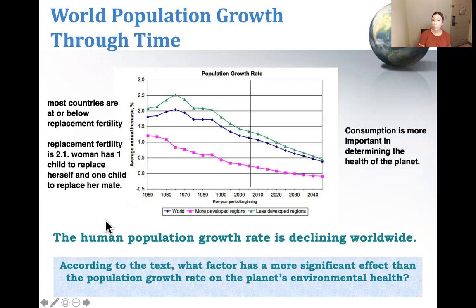So most countries are at or below replacement fertility. If a country is at replacement fertility, the growth rate is 0. If it's below replacement fertility, the growth rate is actually below 0, like you're losing people in the population. At replacement fertility, the population is maintained at the same level, it's just not increasing. So the outlook for actual population growth is pretty good. It's really our consumption patterns that are damaging to the environment.